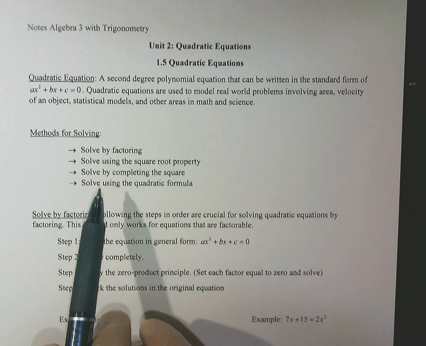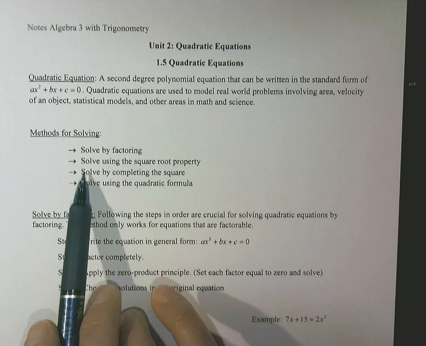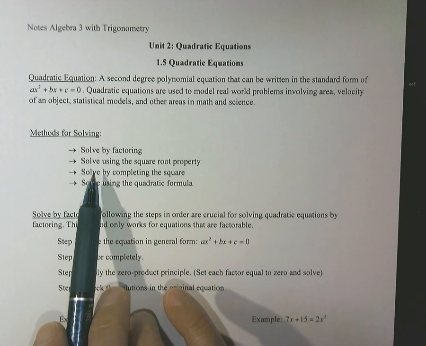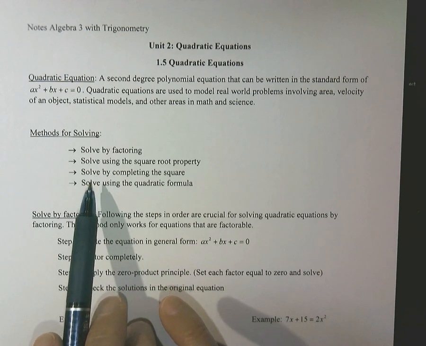In Algebra 1 and Algebra 2, you learned about solving by factoring. Another method is the square root property. You're usually taught that method. If you don't remember it, I can show you that easily.